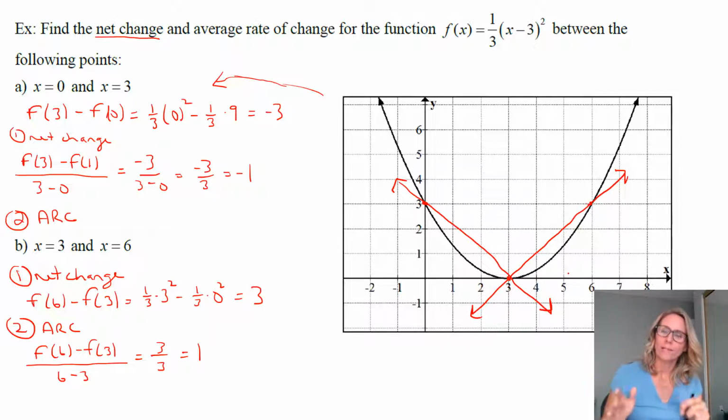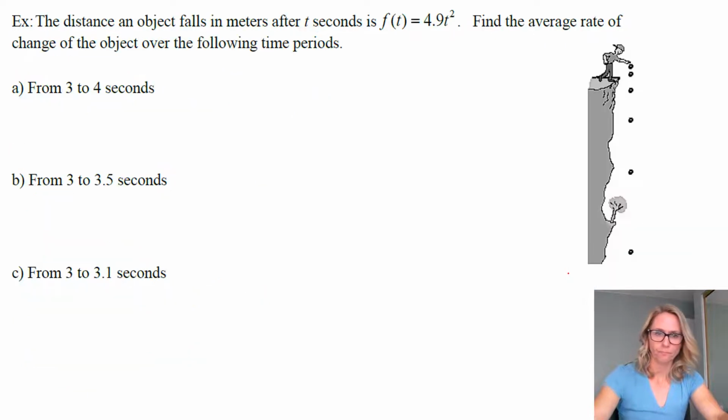So what we did there, all that the average rate of change was, as you can see, the slopes of those 2 lines. That's the average rate of change. So here's a more real-world example.